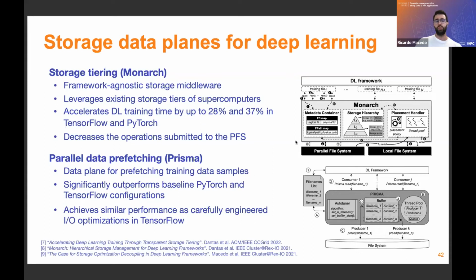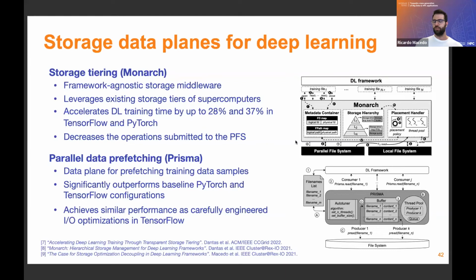In Monarch, we perform a transparent storage tiering mechanism that accelerates deep learning training by up to 28% and 37% in TensorFlow and PyTorch respectively, depending on the IO mode. Monarch is also very good at decreasing the operations submitted to the parallel file system. At most, we can achieve a 56% reduction.